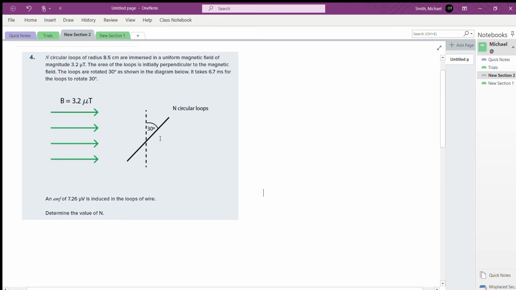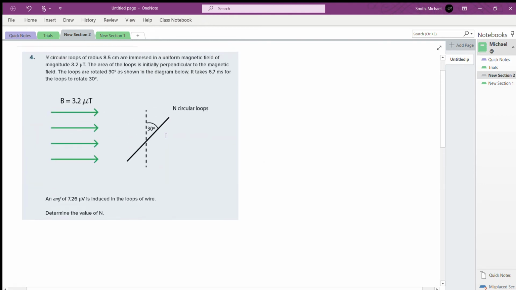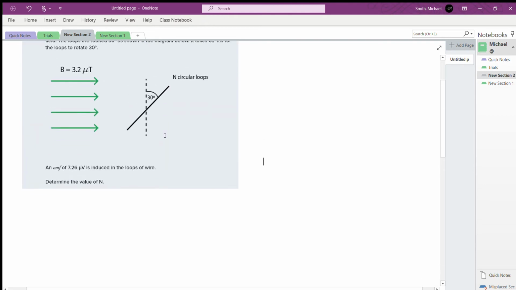It takes 6.7 milliseconds for the loops to rotate 30 degrees. During this period, an EMF of 7.26 microvolts is induced in the loops of wire. What we need to do is determine the value of n.